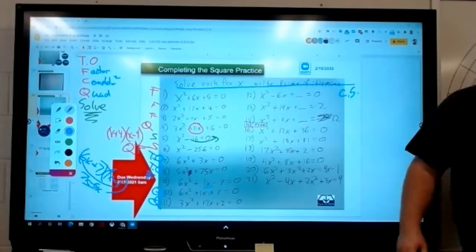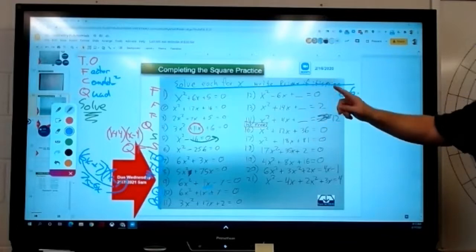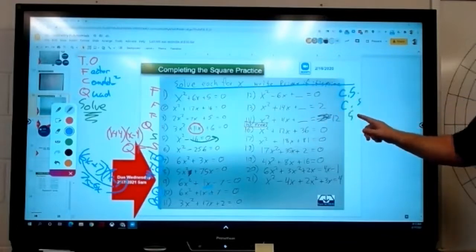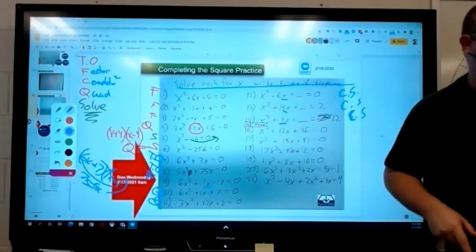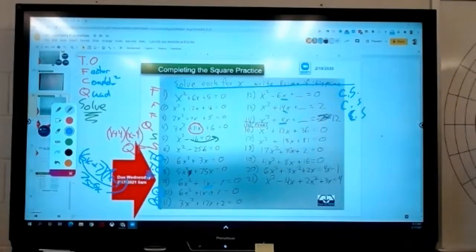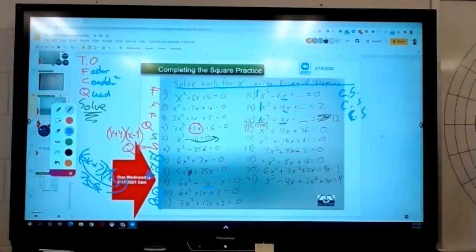What do you do for 13? Well, guys, what do I already set up for? Complete square, complete square. And again, look at all these numbers. They're all even, correct? Also, all the numbers up front are 1. So does it make it easier to do?